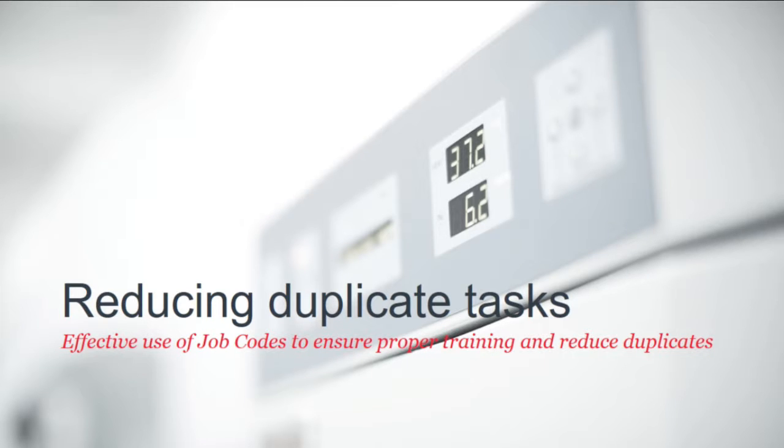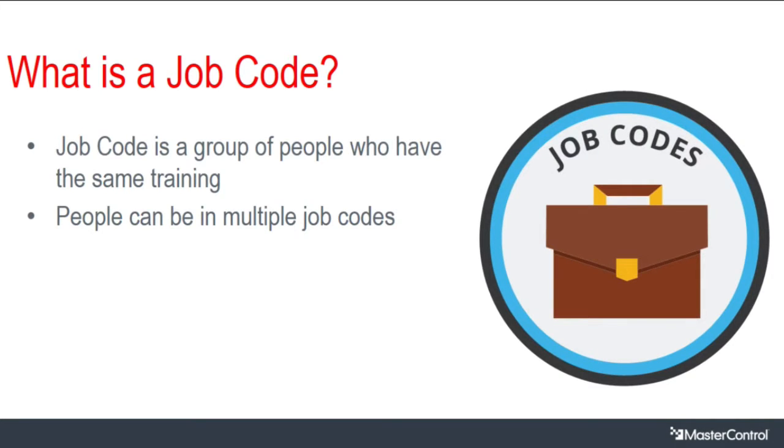Okay, reducing duplicate tasks. MasterControl's pretty good about not doing duplicates. It's not flawless though. So there are a few things you can do to help mitigate duplicates. And I'd say the first one is make sure your job codes are up to date. The strength of job codes, as I mentioned before, is that you can build a course and just start plugging in users directly onto the course, right? I can say, okay, Randy needs this training and Katie does and John does, and they can start getting training.